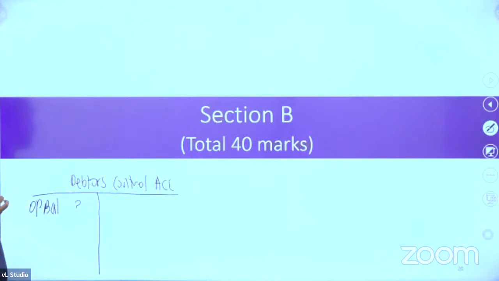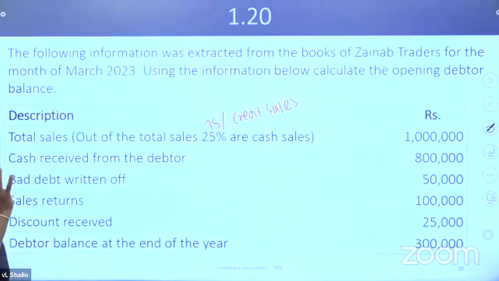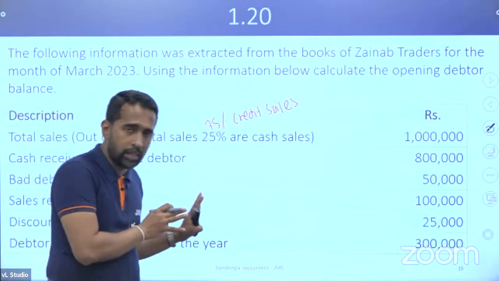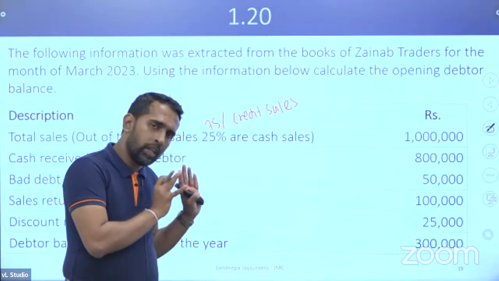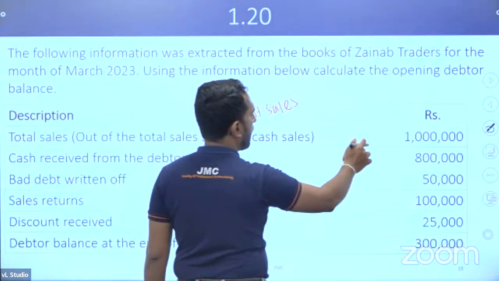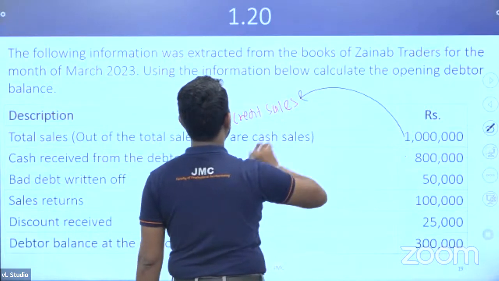Let's prepare the debtors control account. Now you are supposed to calculate the opening balance, which you don't know. Other information we have to put. First one, total sales. Cash sales are not going to the debtors account, only the credit sales. How much is the credit sales? 25% are cash sales, 75% is credit sales.